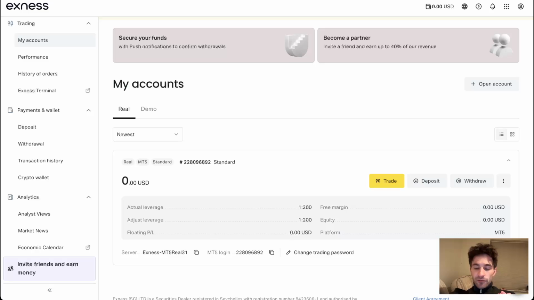The second thing is going to be how you onboard and offboard funds. With Exness being slightly more unregulated, I don't like saying that word because it is regulated. It's just less regulated than something like Pepperstone.